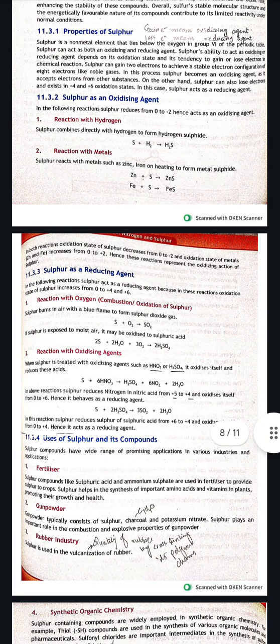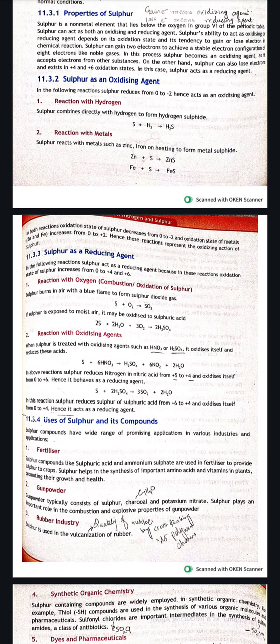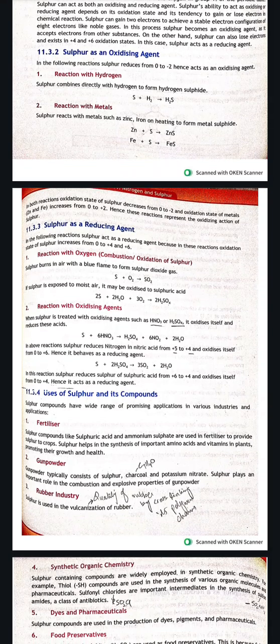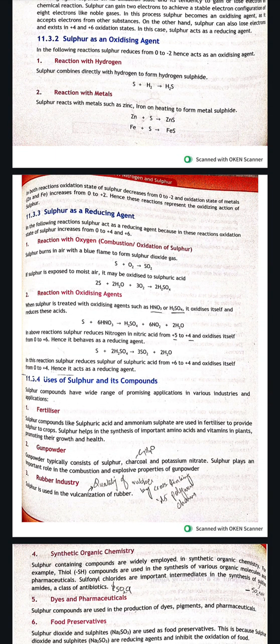On the other hand, sulfur can also lose electrons. So loss of electron is an oxidation. So it exists in +4 and +6 oxidation state. In this case, sulfur acts as a reducing agent, that oxidizes itself and reduces others. Sulfur as an oxidizing agent. In the following reaction, sulfur reduces from 0 to -2, hence acts as oxidizing agent.